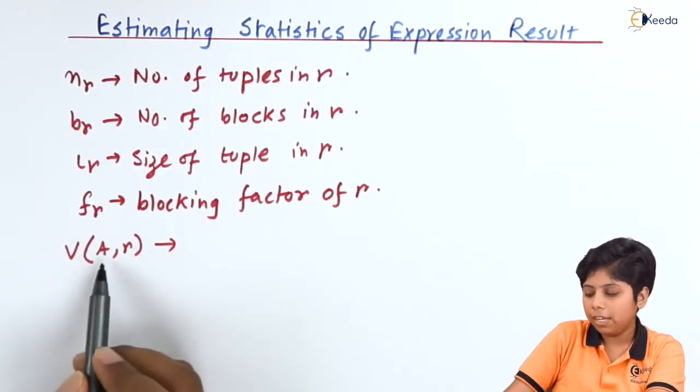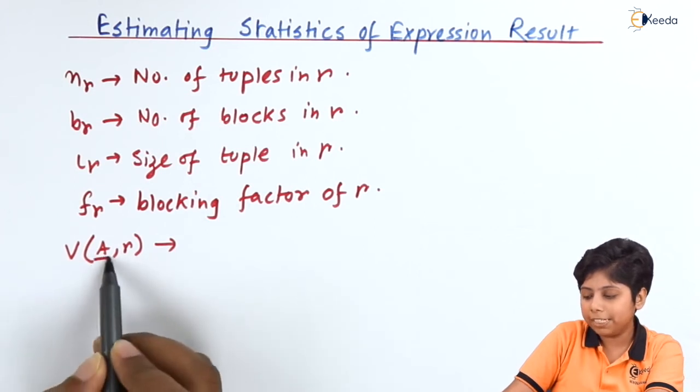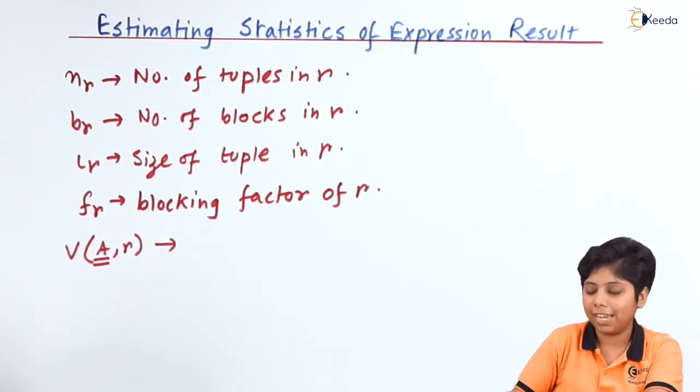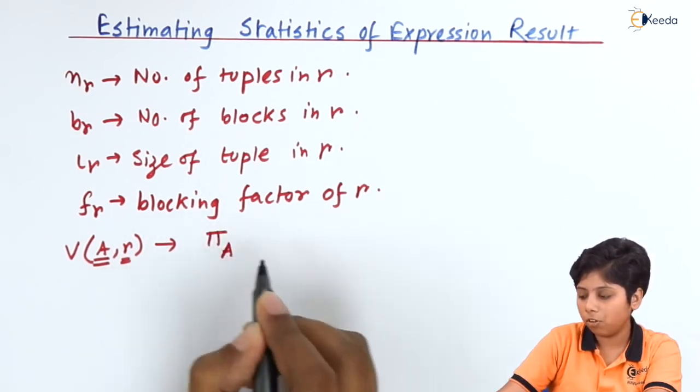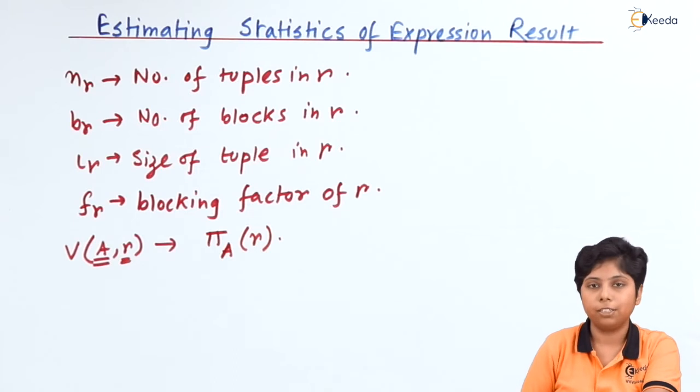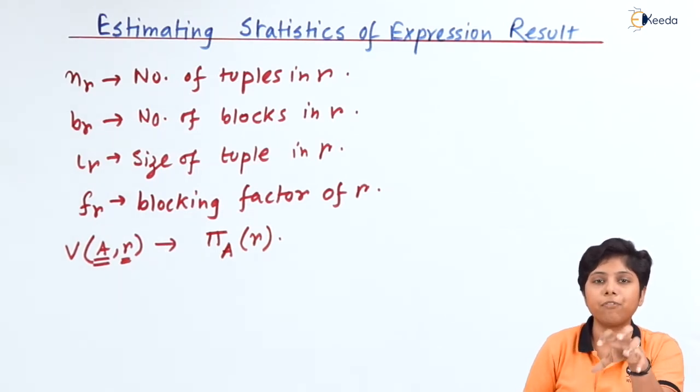Now V(A, R) represents the distinct values of attribute A in relation R. It is the same as the projection of A on R. That means these are the values of a particular attribute over a relation.